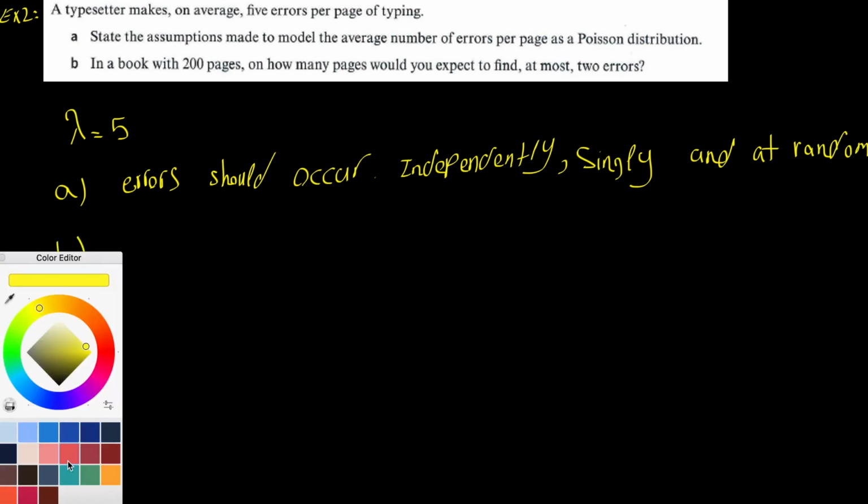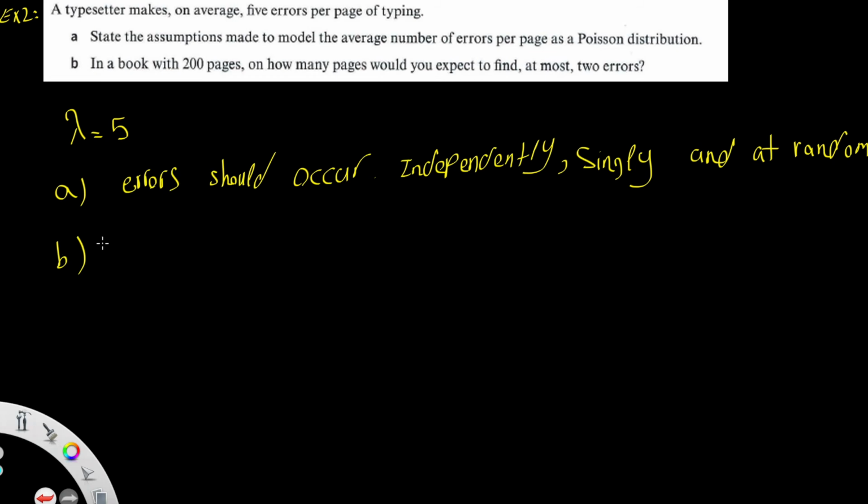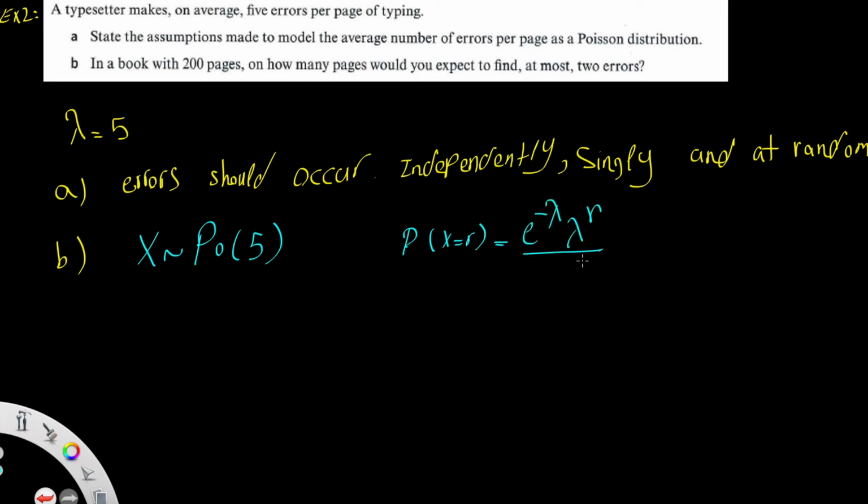Part B, it says in a book with 200 pages, on how many pages would you expect to find at most 2 errors? So we know that X has Poisson distribution with parameter 5. Now we already know that probability of X is equal to r is equal to e to the power of minus lambda, lambda to the power of r over r factorial. r starts from 0, 1, then 2.